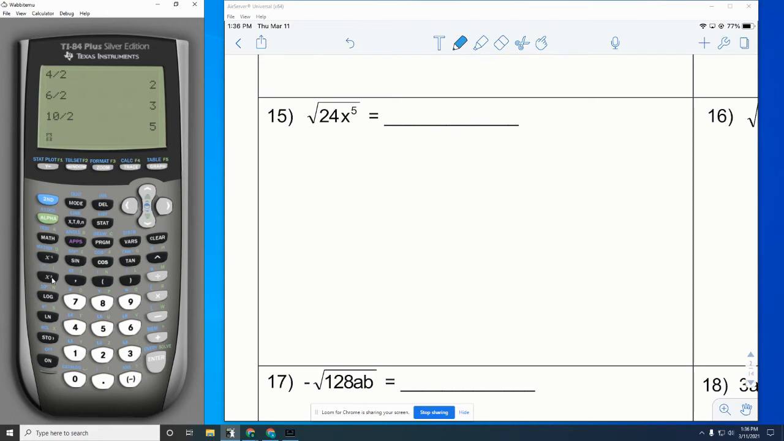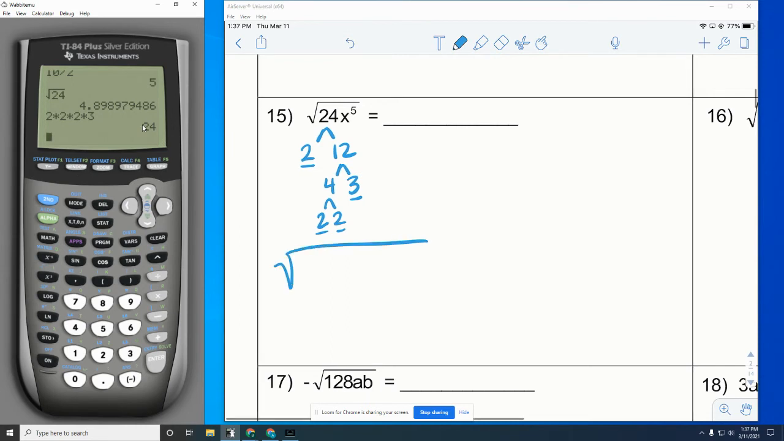Number 15, when I check the square root of 24, it does not work nicely. So 24 is 2 times 12. You could also do 3 and 8. You could also do 4 and 6, completely up to you. 12 is 4 and 3. You could also do 2 and 6. And 4 is 2 and 2. So remember, these are all of my leaves of my factor tree. If I double check, 2, 2, 2, and 3 will get me back to 24.